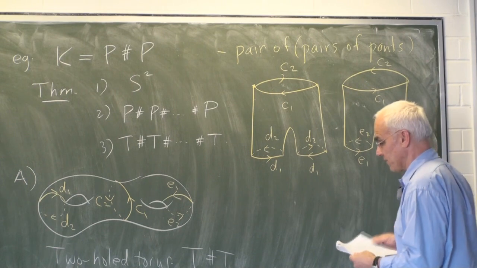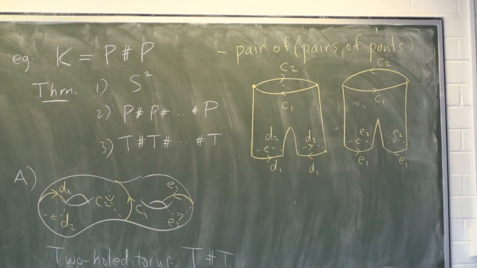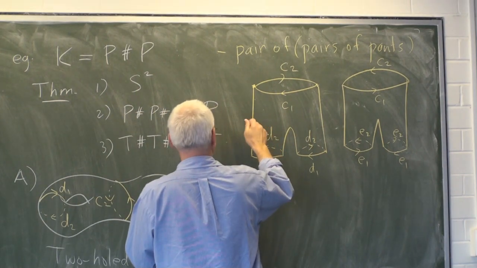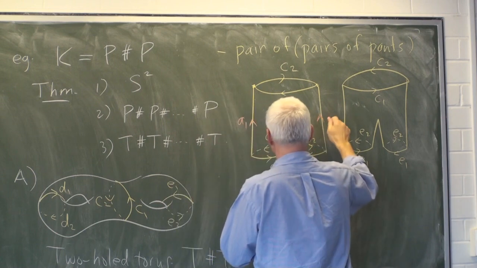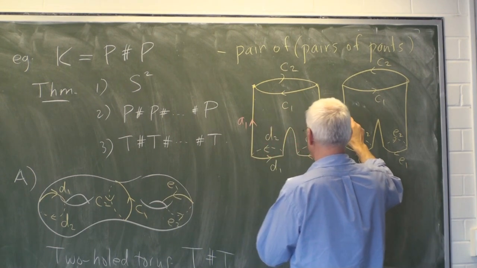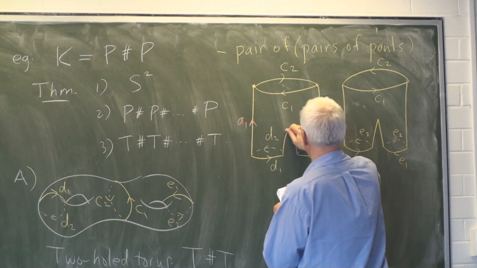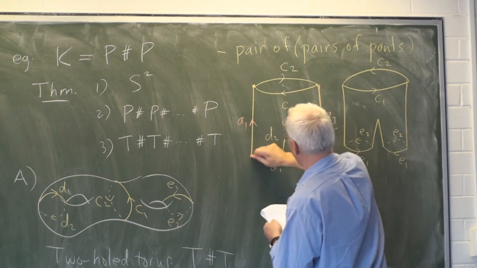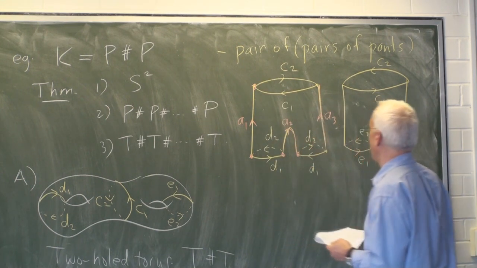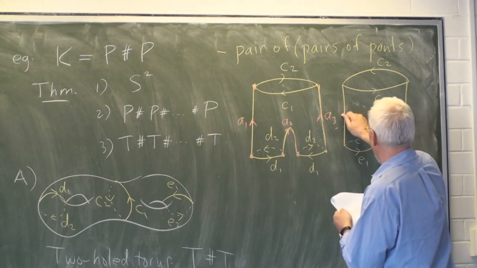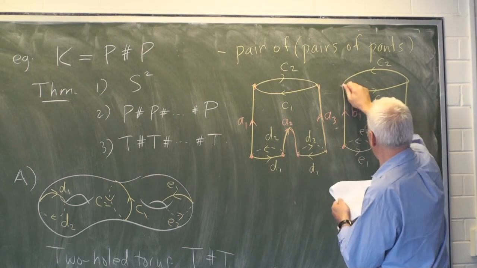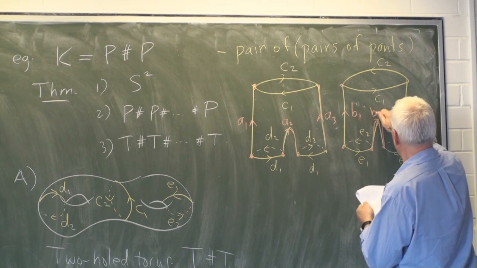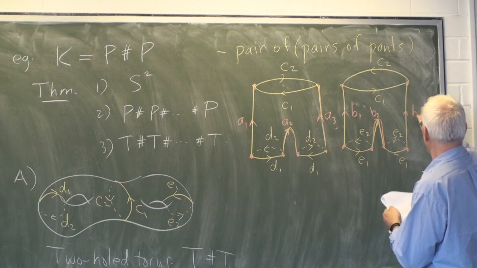All right, now let me introduce just a few more edges. So I'm going to cut it a little bit more. I'll call this edge A1, this edge here A2, here to here, this edge A3, and similarly over here B1, B2, and B3.